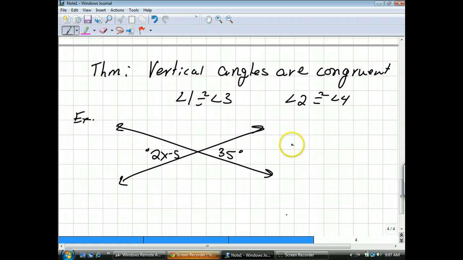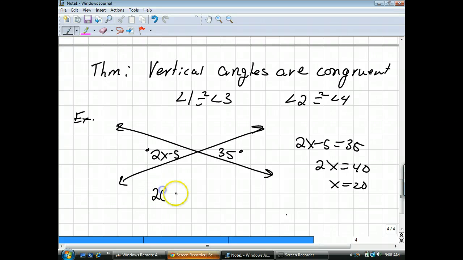So I can solve for x by using the vertical angle theorem and saying, well, I know then that 2x minus 5 has to equal 35. Now just solve for x. Add 5 to both sides. Divide both sides by 2, so x has to equal 20. So 2 times 20 minus 5, that better equal 35 degrees because these two angles have to be congruent. So 40 minus 5 is 35 degrees.